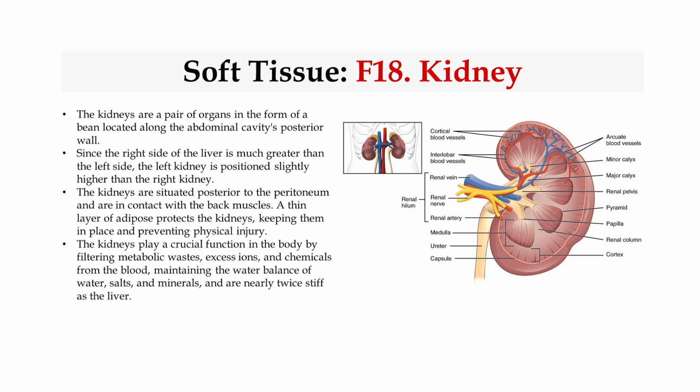You're looking at cortical blood vessels. Cortex is usually the top part of the covering. Then you're looking at arcuate blood vessels, which are kind of the inside part of that. Then you have interlobar blood vessels.